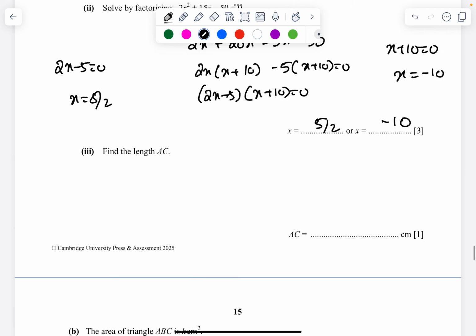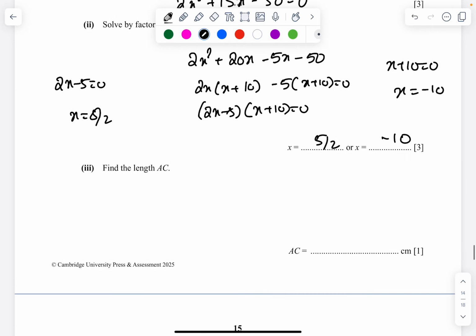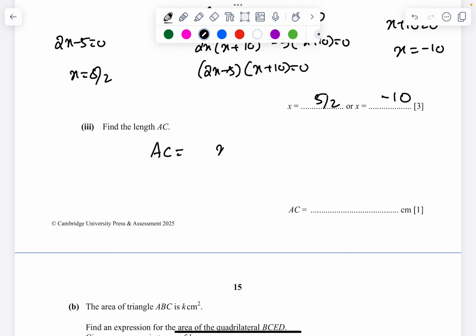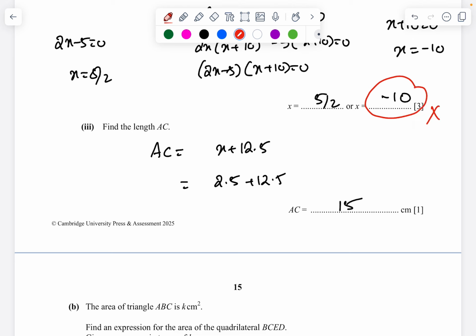Find the length of AC. AC was x plus 12.5, so x is 2.5 plus 12.5, which is going to be 15. We cannot take negative because the side of a triangle cannot be negative.